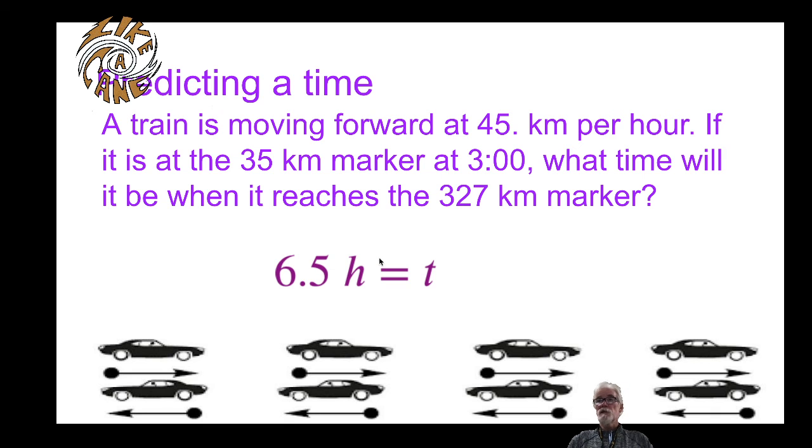Now, this isn't the answer to the question exactly, because we were asked to find what time it would be when the train reached the marker, not what the elapsed time was. This equation assumes time 0 at the starting position, but that time was actually 3 o'clock, not 0. So 6.5 hours after 3 o'clock will be 9:30.